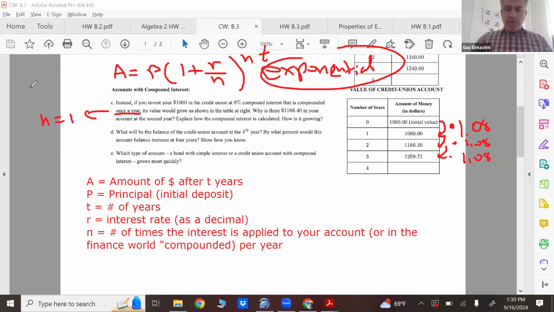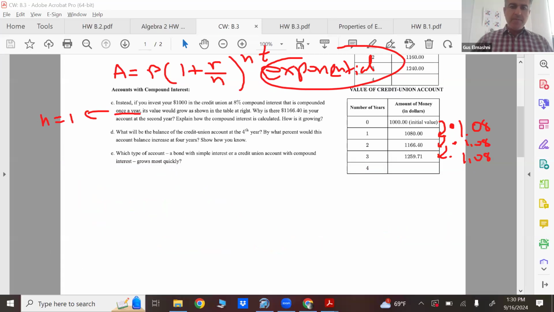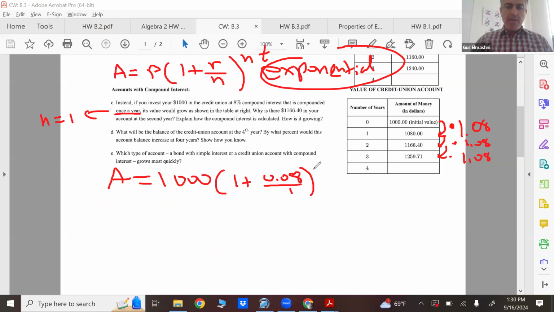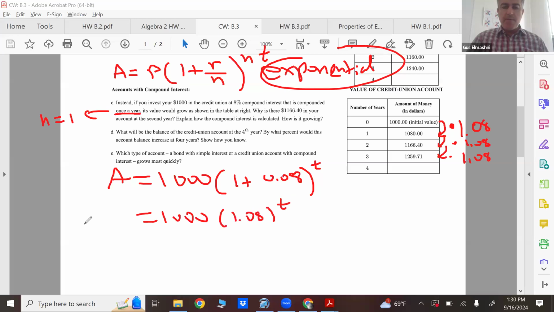Okay. And also the rate we know. So we know all these things. So let me get rid of this and let's work it out. So A equals 1,000 (1 plus 0.08 divided by 1) raised to the T power. Because N is 1. Or I can get rid of that divided by 1 and just make it that instead. So that's your formula. It's an exponential model. 1,000 times 1.08 raised to the T power.